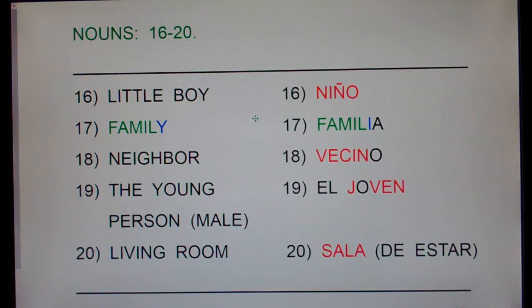Now, family is familia. Remember, green letters mean they're exactly the same in Spanish and English, and they're even in the same order. So notice, F-A-M-I-L, F-A-M-I-L. But here's another example. Look at the word family. In English, it ends in a Y, and in Spanish, that Y turns into I. We've seen that happen with day. Day turns into dia. The Y turns into I.